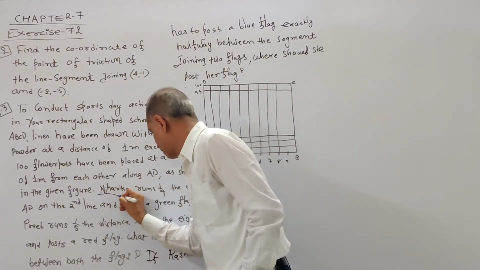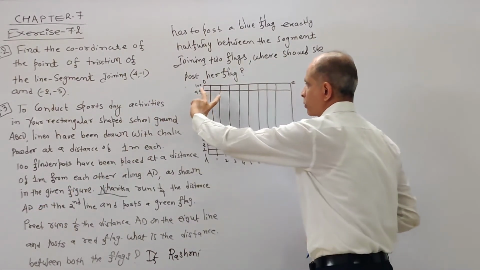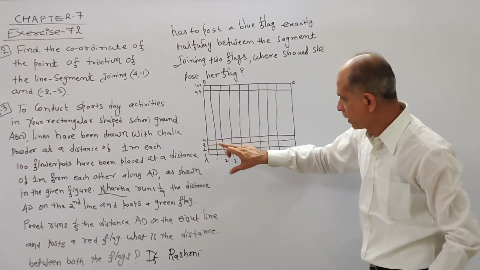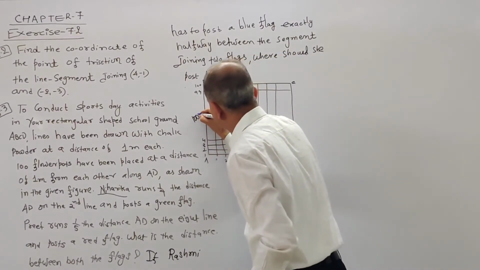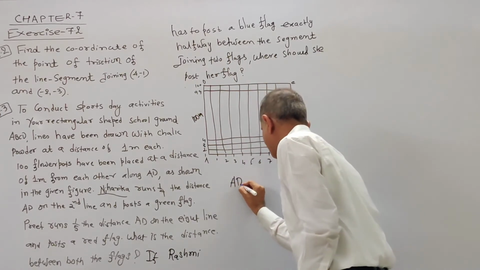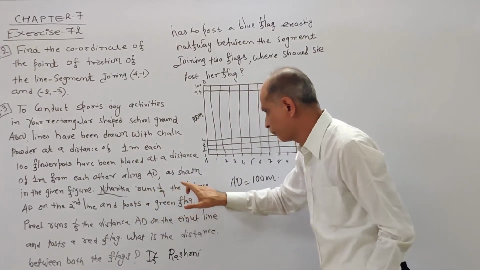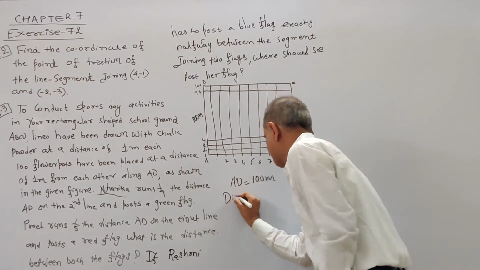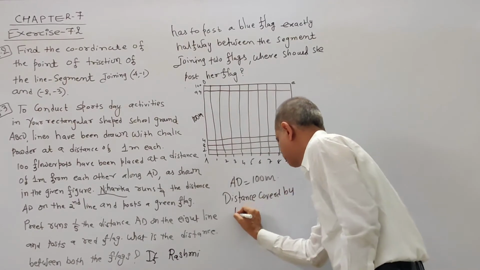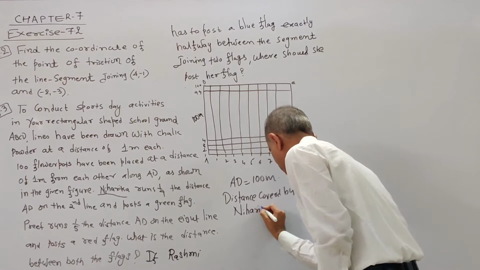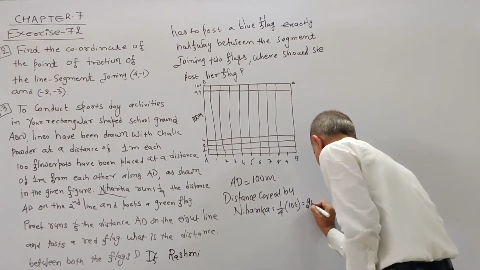Niharika runs 1/4 of the distance AD. Here 100 flower pots have been placed at a distance of 1 meter, so the distance AD is 100 meters. Now Niharika runs 1/4 of the distance AD. So the distance covered by Niharika is equal to 1/4 of AD. AD means 100, and that is 25.